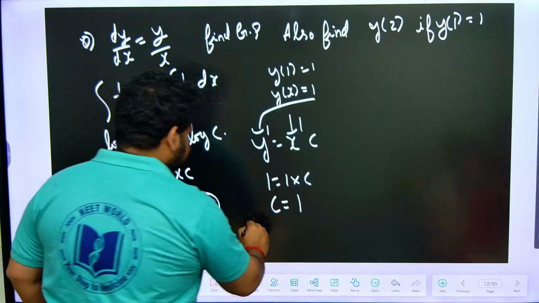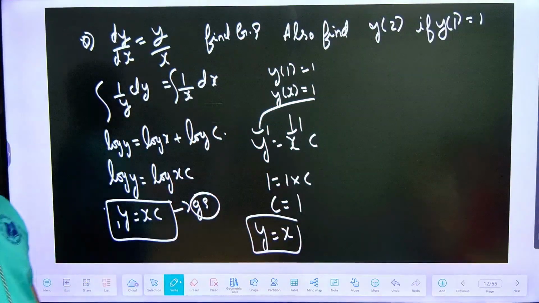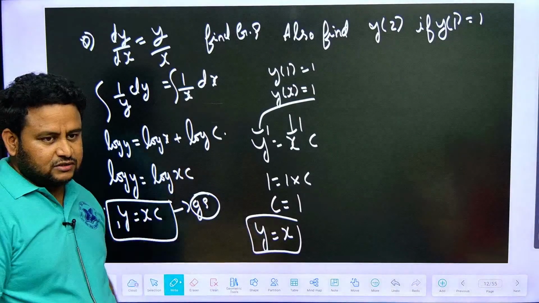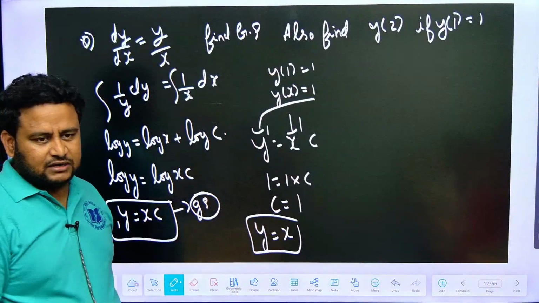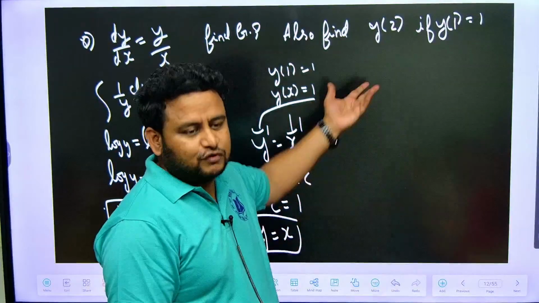So what will this become? y is equal to x. This is the particular solution. There is no constant. When x is 1, we are getting y as 1. Now they are asking what is the value of y of 2. Y of 2 means what?